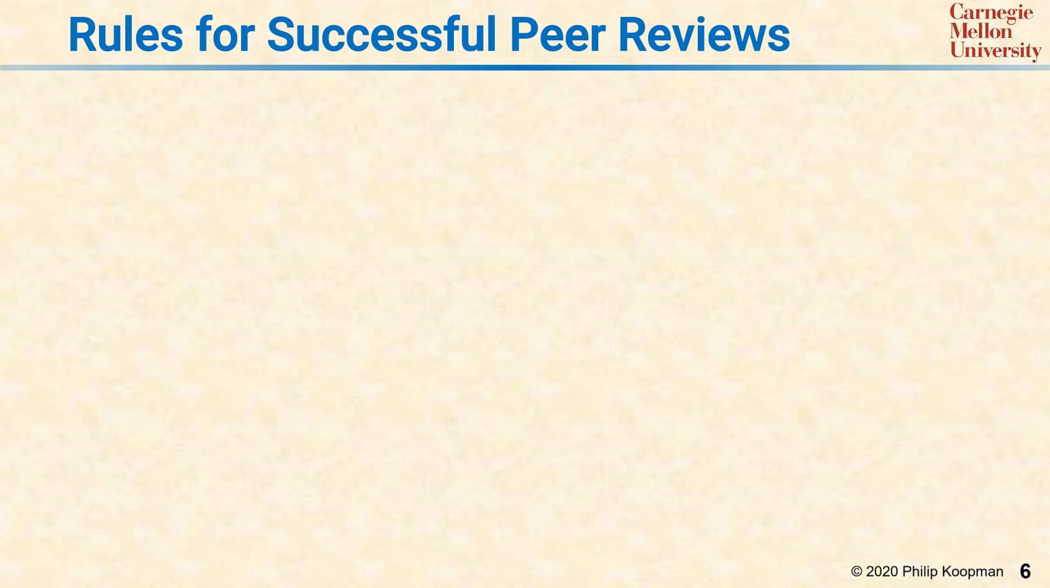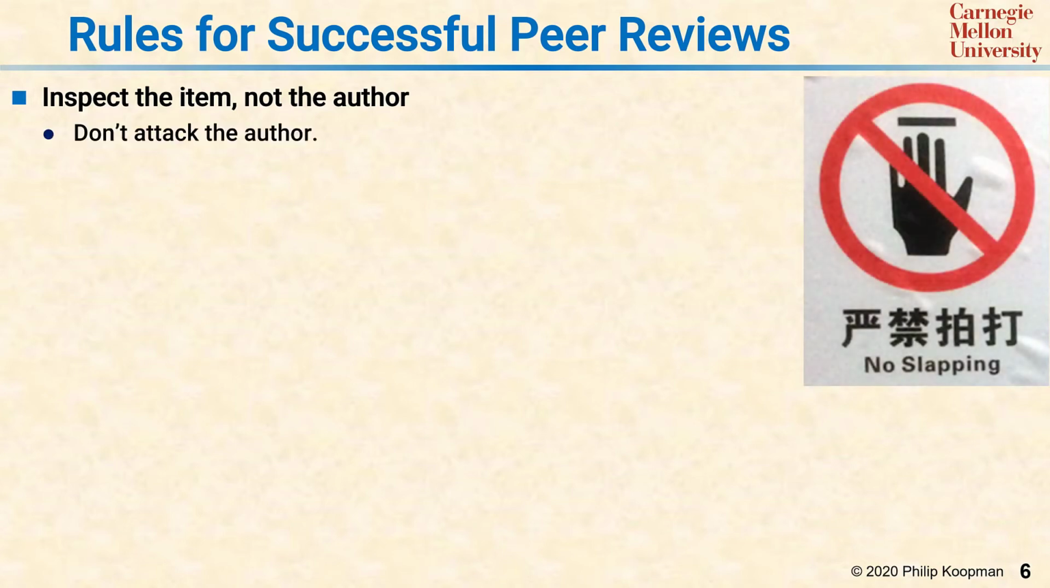Beyond a requirement that review teams take the process seriously, there are a number of practical rules for running successful peer reviews. First of all, inspect the item, not the author. What that means is that you are there to find defects in the code, not character flaws in the author. So, be nice and emphasize the potential technical problem in a neutral way. For example, a comment such as, "That's a stupid mistake," has no place in a peer review.